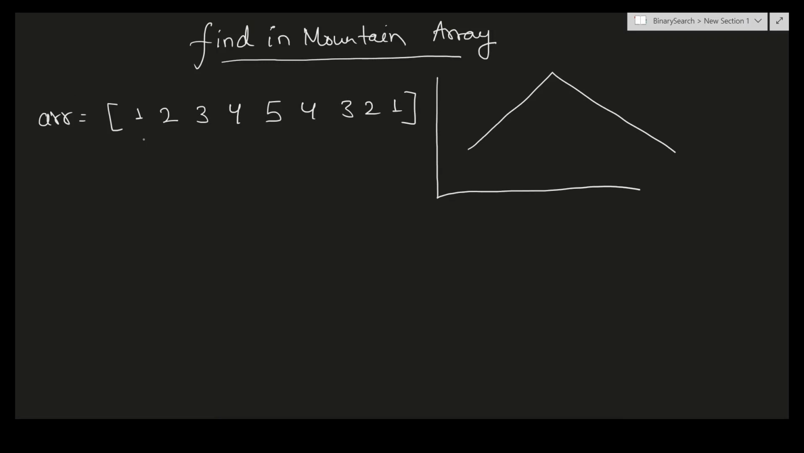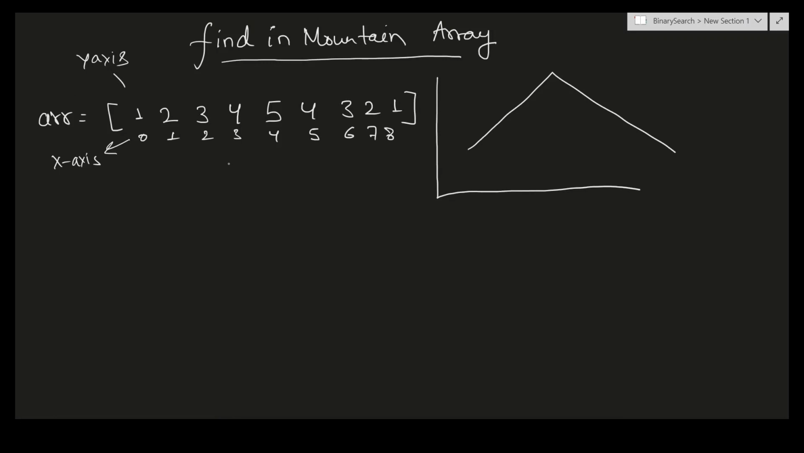So let me do the indexing. 0, 1, 2, 3, 4, 5, 6, 7, and 8. So there are 9 elements and we have done the indexing. You can clearly see that if I plot the graph using indexes on the x-axis and the elements on the y-axis, I will get a mountain. Okay, I will get a mountain.